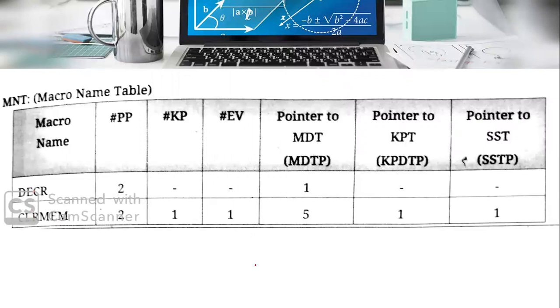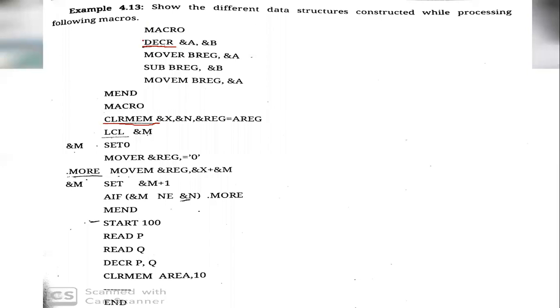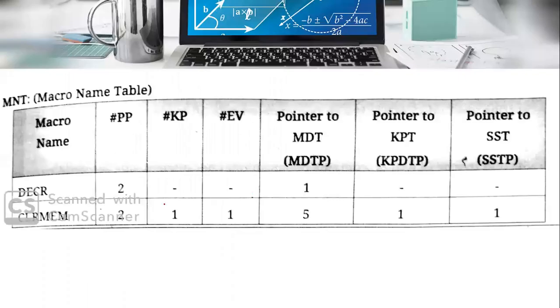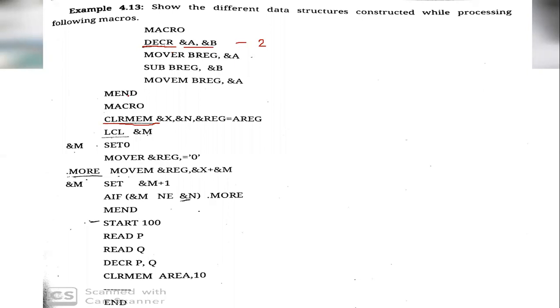Okay. Now we can represent all the entries of the first macro in the macro name table. How many positional parameters? There are two positional parameters given here. Only positional parameters are given, so the PP entry contains 2. There is no keyword parameter, so here we give a dash. Then the expansion variable is not available in the first macro.